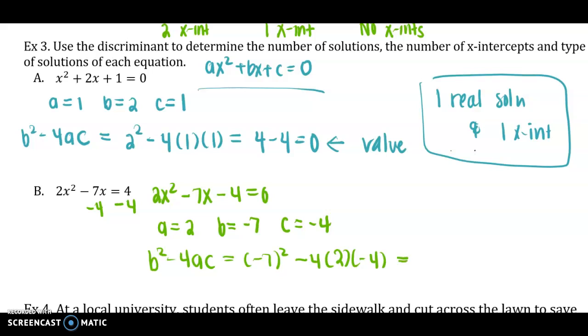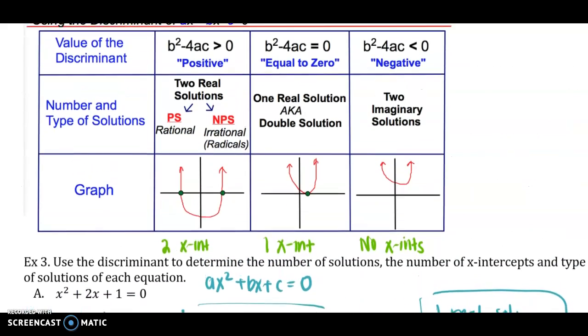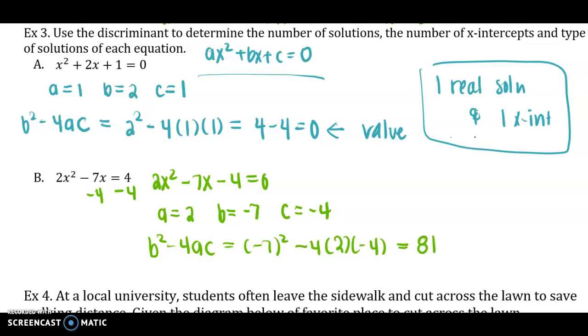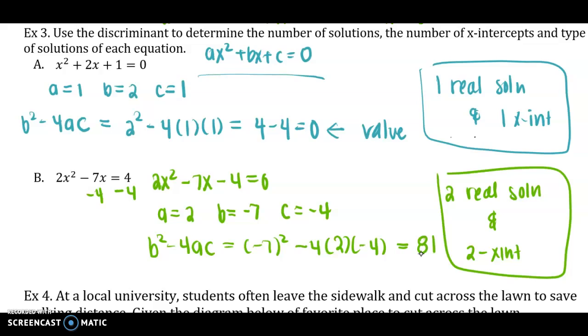And so that's going to give us 81. I plug that into my calculator. The value is a positive, so therefore it means two real solutions and two x-intercepts. And that would be our answer.